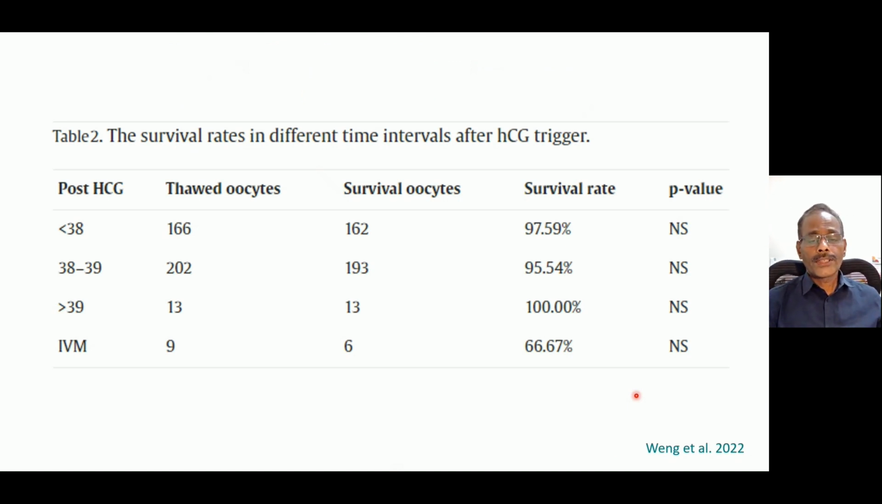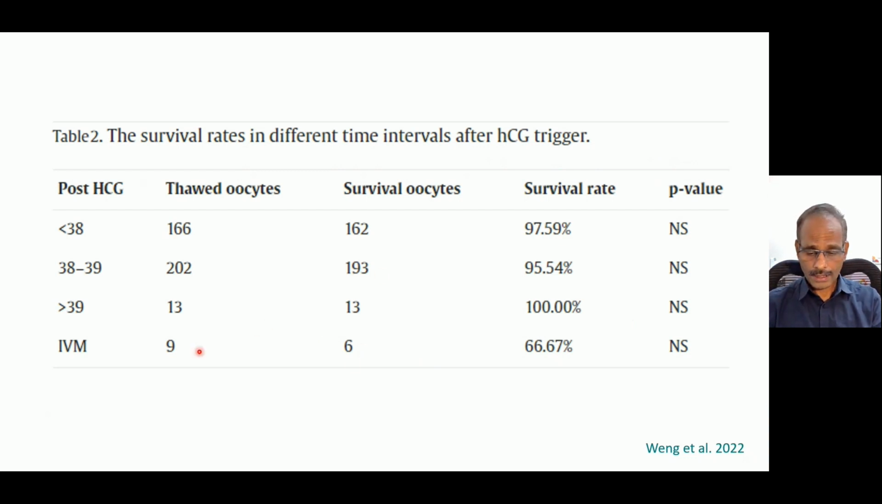Now the question is when to perform oocyte cryopreservation, how long we can wait. Here is the data. They show the post-HCG timing: less than 38 hours, 38 to 39 hours, and more than 39 hours of HCG. And they also compared the oocytes derived from IVM. But interestingly, here they didn't find any difference with respect to survival rate. Though there is a marginal difference, maybe because of the low sample size, they could not establish any significant difference.